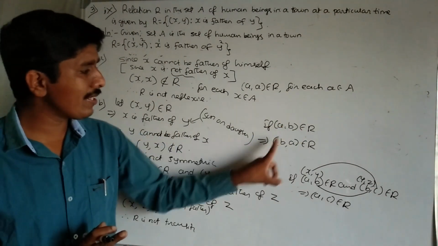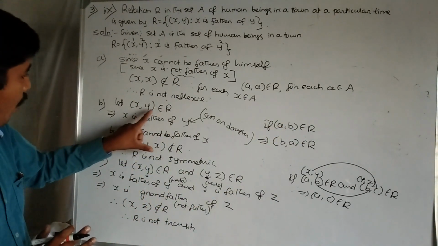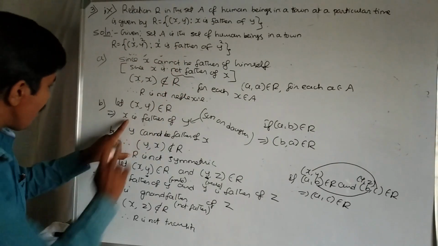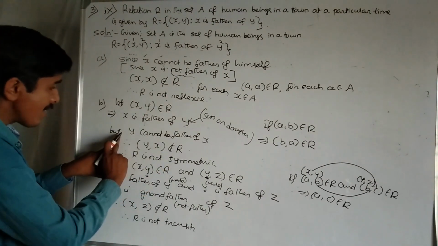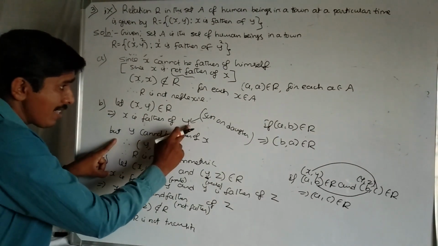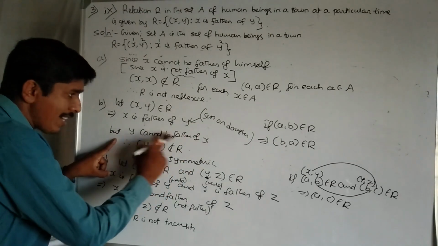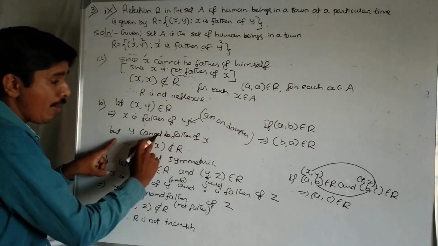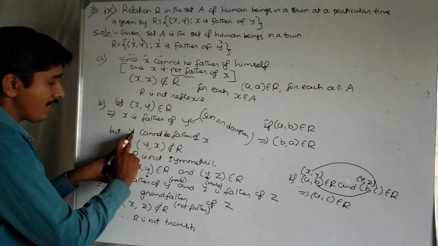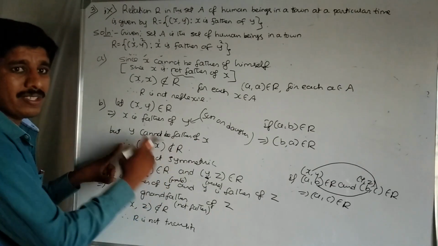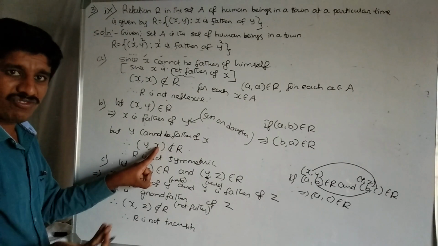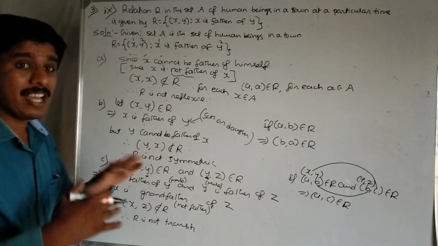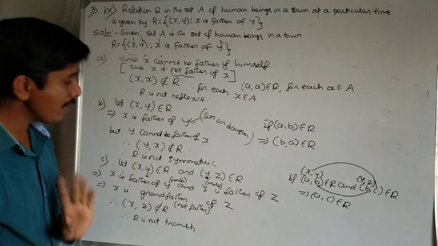Symmetric: if a, b belongs to R, then b, a belongs to R. Let x comma y belong to the relation. Write the relation between x and y: father relation. X is father of y. Then what is the relation between y and x? Y is son or daughter of x, but y is not father of x. But here the relation is father. Y cannot be father, which means y comma x doesn't belong to the relation. So x comma y belongs to the relation and y comma x doesn't. Therefore, the relation is not symmetric.